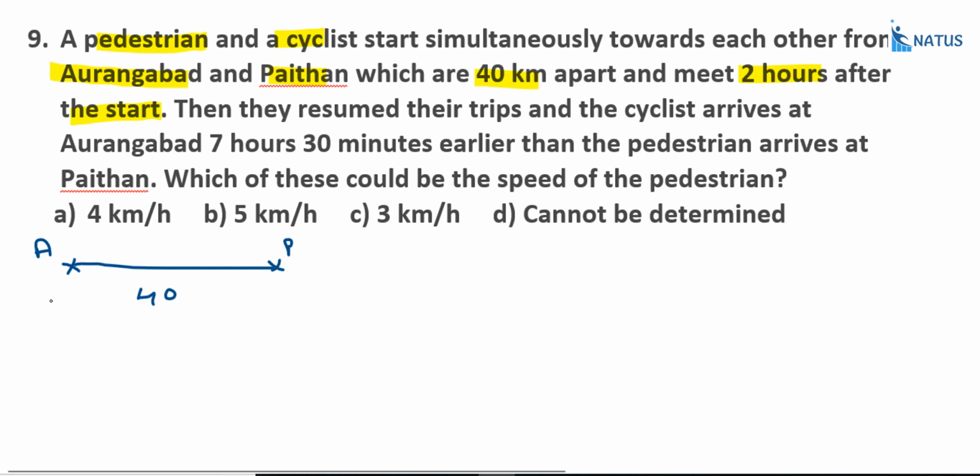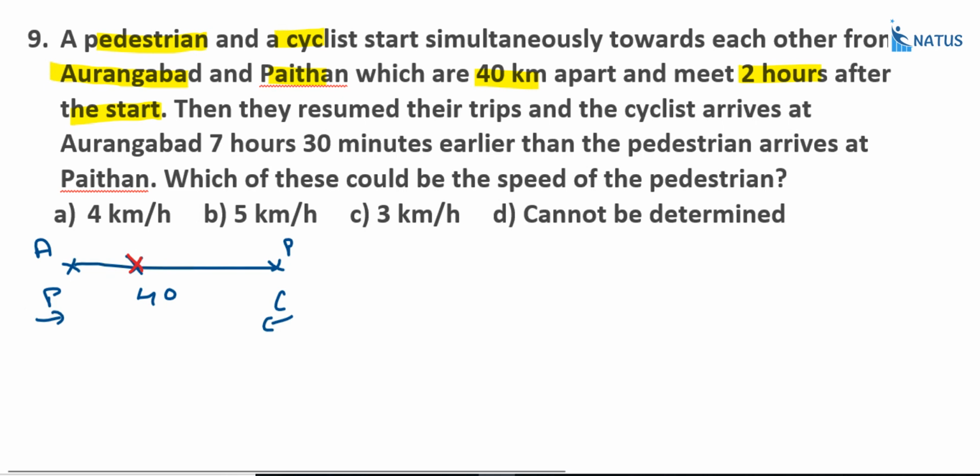Next, suppose the pedestrian starts at this point and the cyclist starts at this point. After 2 hours, suppose these two persons meet at this point. How much time is taken by the pedestrian to reach this point? 2 hours. How much time is taken by the cyclist to reach this point? That is equal to 2 hours.